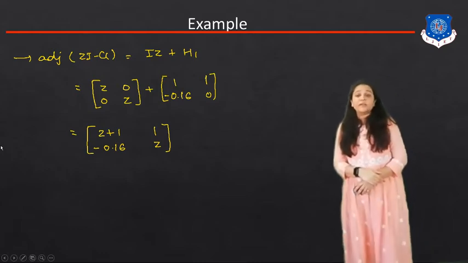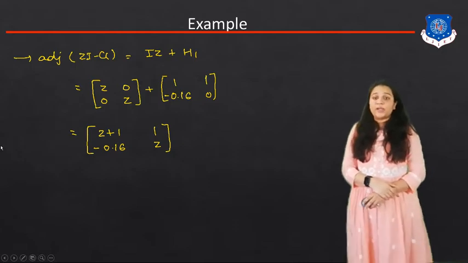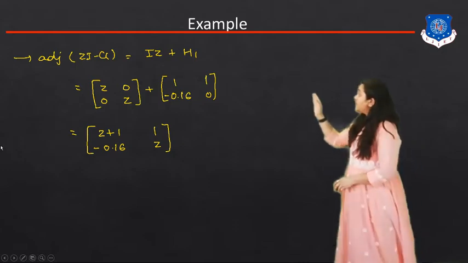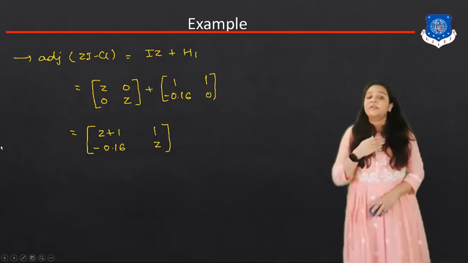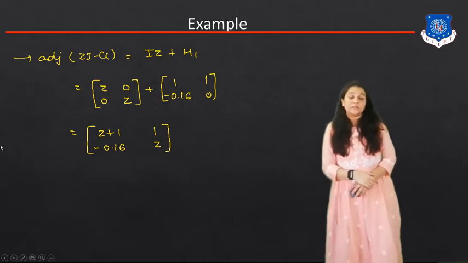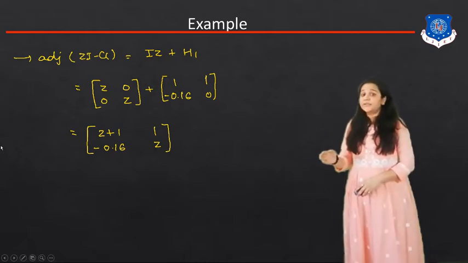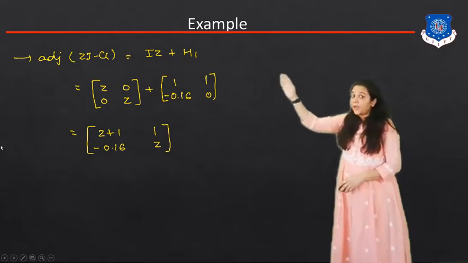Now next, the equation for the adjoint of ZI minus G is equal to IZ plus H1, okay, if we can get the value of H2. So what is the equation of adjoint of ZI minus G? It is IZ square plus H1Z plus H2. Okay, if we can get the value of H3, then it is IZ cube plus H1Z square plus H2Z plus H3.